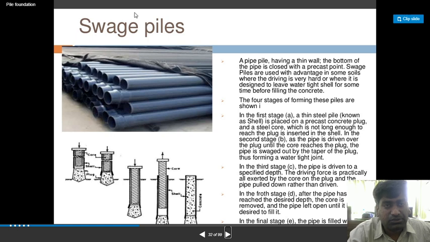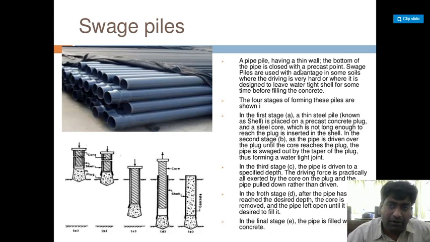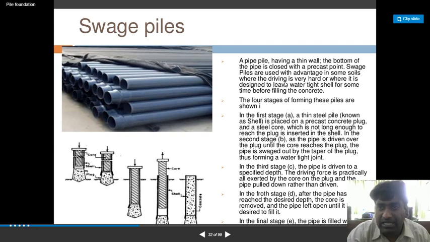Now this is the Swage pipe pile. A pipe pile having a thin wall, the bottom of the pipe is closed with a precast point. Swage piles are used with advantage in some soils where the driving is very hard or where it is desired to leave the watertight shell for some time before filling the concrete. The four stages forming these piles are shown.